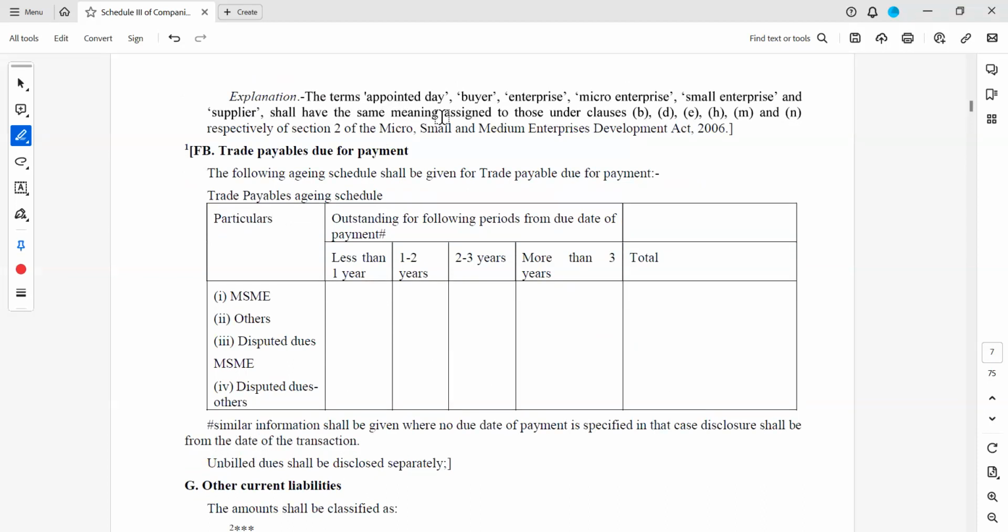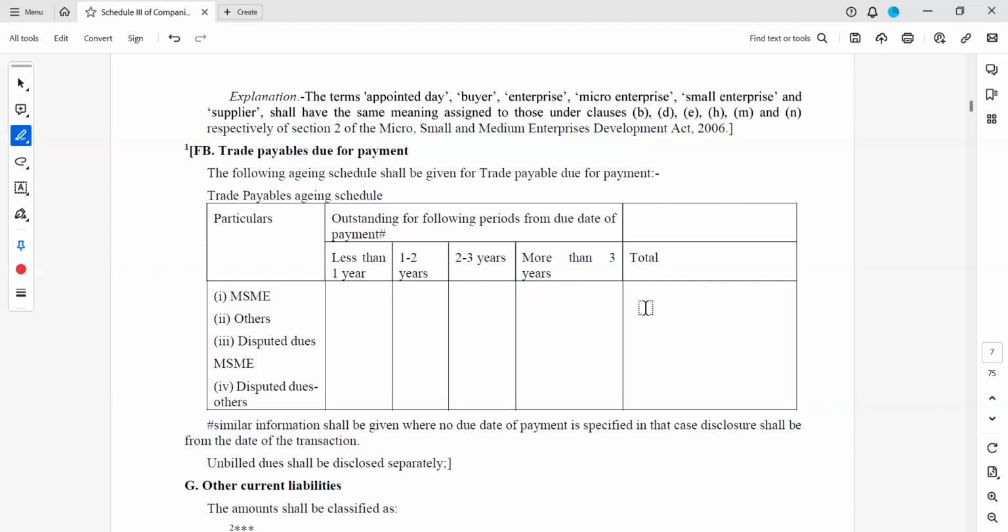The terms appointed date, buyer, enterprise, micro enterprise, small enterprise, and supplier shall have the same meaning as assigned under clauses B, D, E, H, M, and N respectively of section 2 of the MSME Act. They have given all these definitions as an explanation. Trade payable due for payment: the following ageing schedule shall be given. Particulars outstanding for the following periods from due date of payment: less than 1 year, 1 to 2 years, 2 to 3 years, more than 3 years, and total.